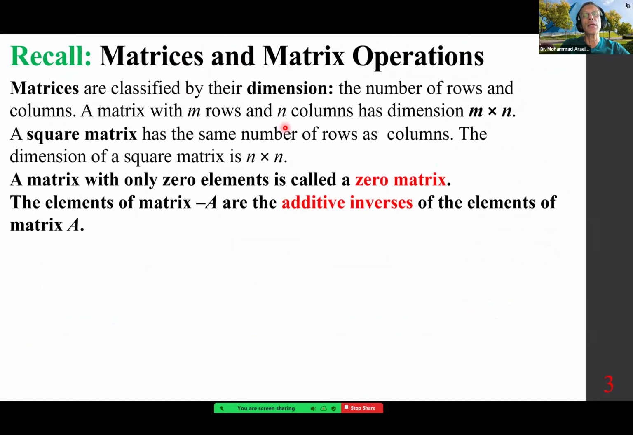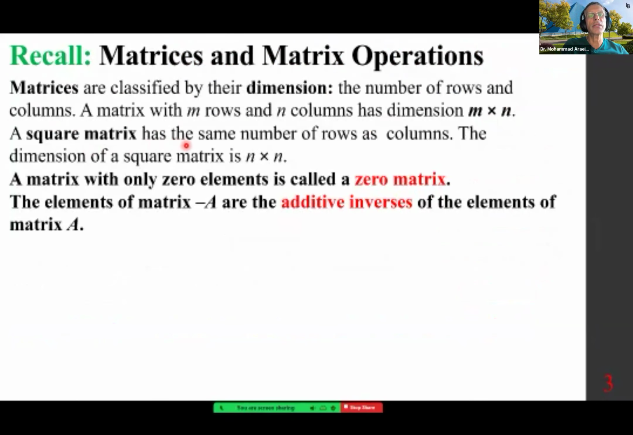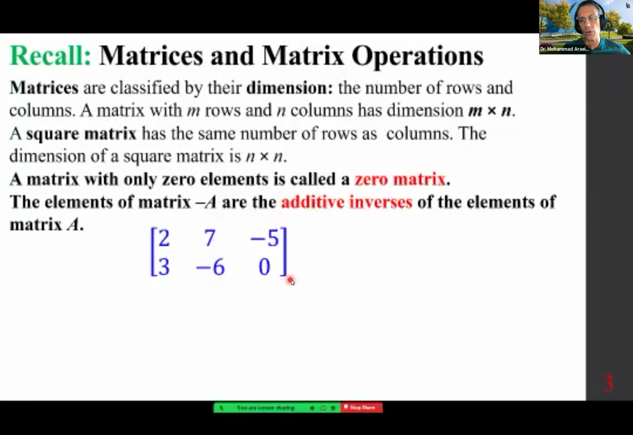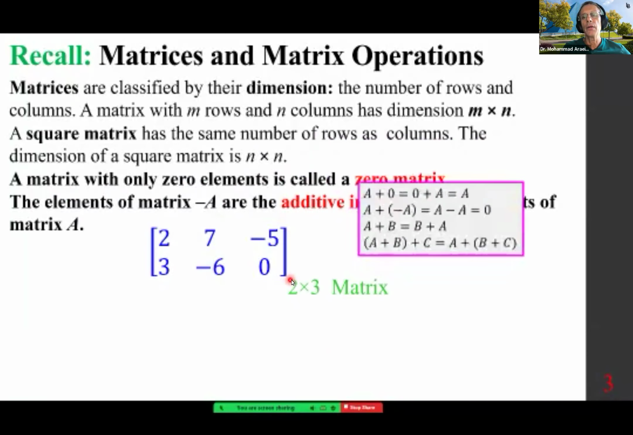A matrix with m rows and n columns has dimension m by n. A square matrix has the same number of rows as columns. The dimension of a square matrix is n by n. A matrix with only 0 elements is called a zero matrix. The elements of matrix minus A are the additive inverse of the elements of matrix A. Here's an example of a matrix with 2 rows and 3 columns. So we call it a 2 by 3 matrix.